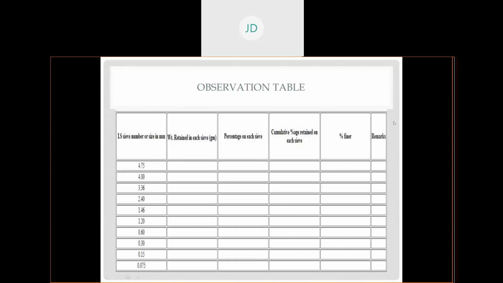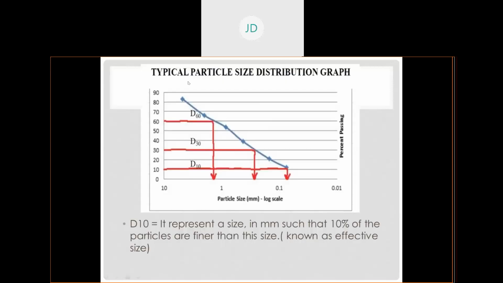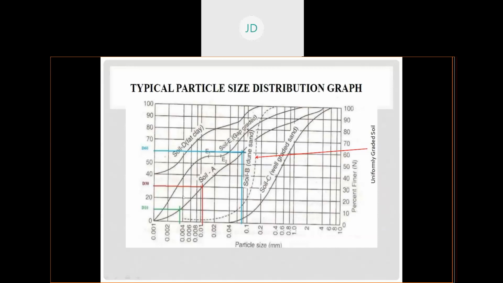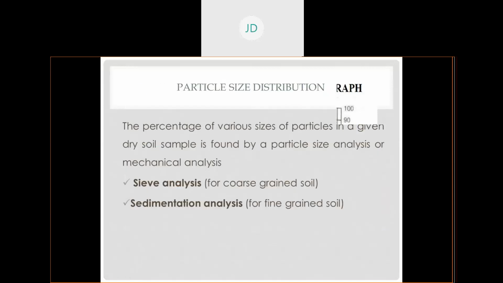Fine. So after preparing this table, what do you have to do? You have to plot this graph. What kind of graph? This kind of graph. This graph will give you the particle size distribution graph that you need to prepare after the preparation of the table.